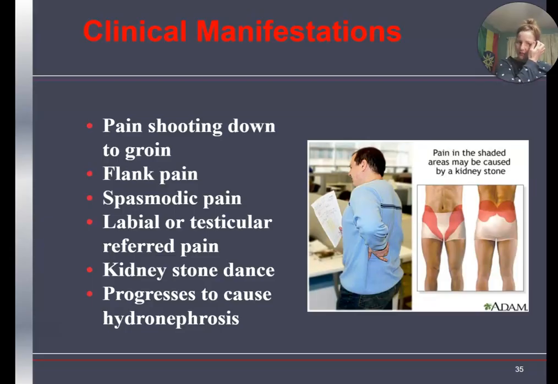The labial or testicular referred pain. Remember, referred pain from the pain lecture talks about how it's moving to a different area than where the problem originally is. So that referred pain is one of those things that can happen with these hollow organs or visceral pain. You kind of feel it somewhere else. And then apparently you'll see people doing something called the kidney stone dance. They're moving around a certain way. I don't think I've seen that. And like we talked about, it can easily progress to hydronephrosis.